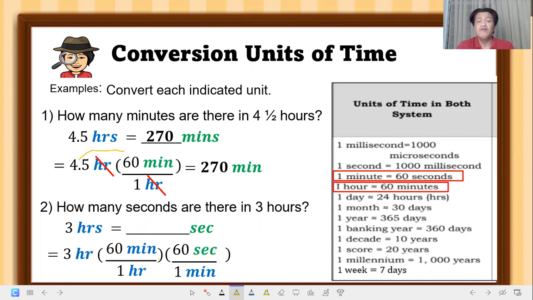So you have to be very observant. And then you are going to cancel the same unit hour, also the same unit minute. And then, what remains, just multiply. 3 times 60, that is 180, times 60. Okay, that is equal to 10,800 seconds. That is the equivalent of 3 hours.